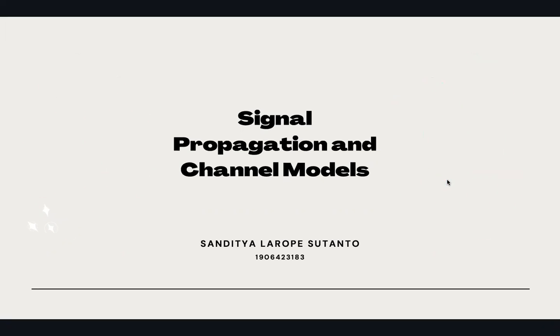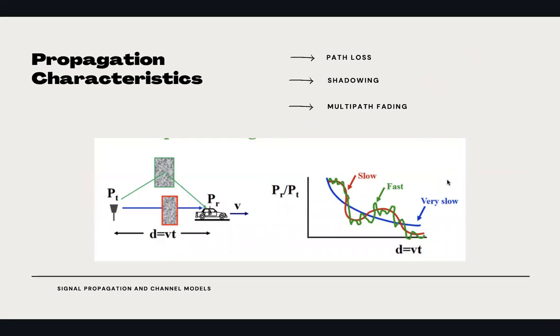Now I will talk about signal propagation and channel models. So let's start with propagation characteristics. Propagation characteristics itself can be described as how the signal propagates from transmitter to receiver. And there are path loss, shadowing, and multi-path fading, which are unpredictable.